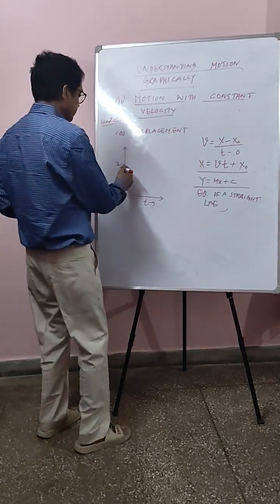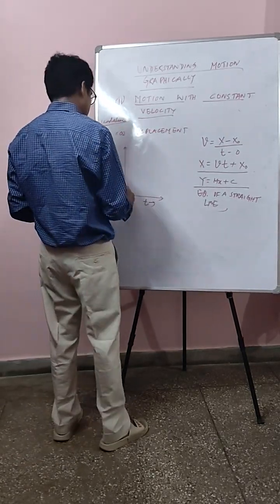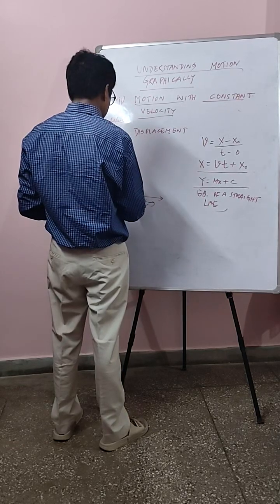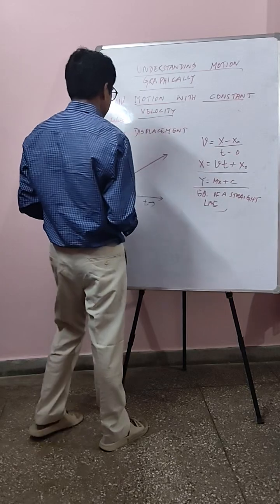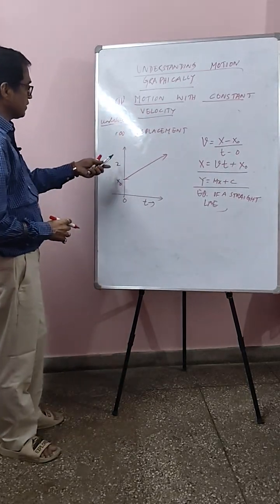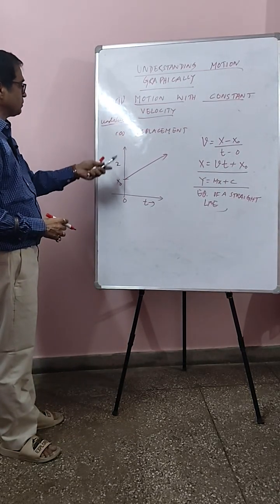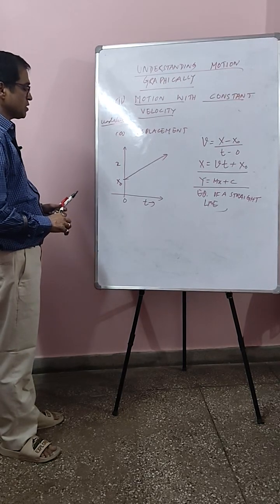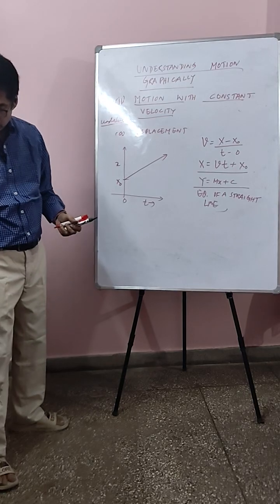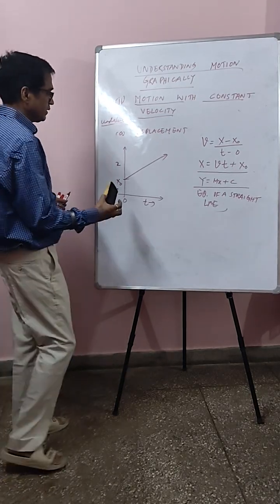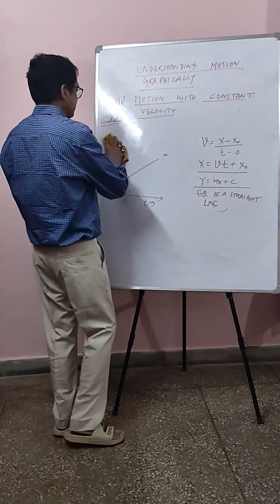This is t. So when we plot it graphically, the displacement at time t, we take some position x0, and this is the motion. This is the graph of displacement, and the motion is with constant velocity. That is uniform motion.